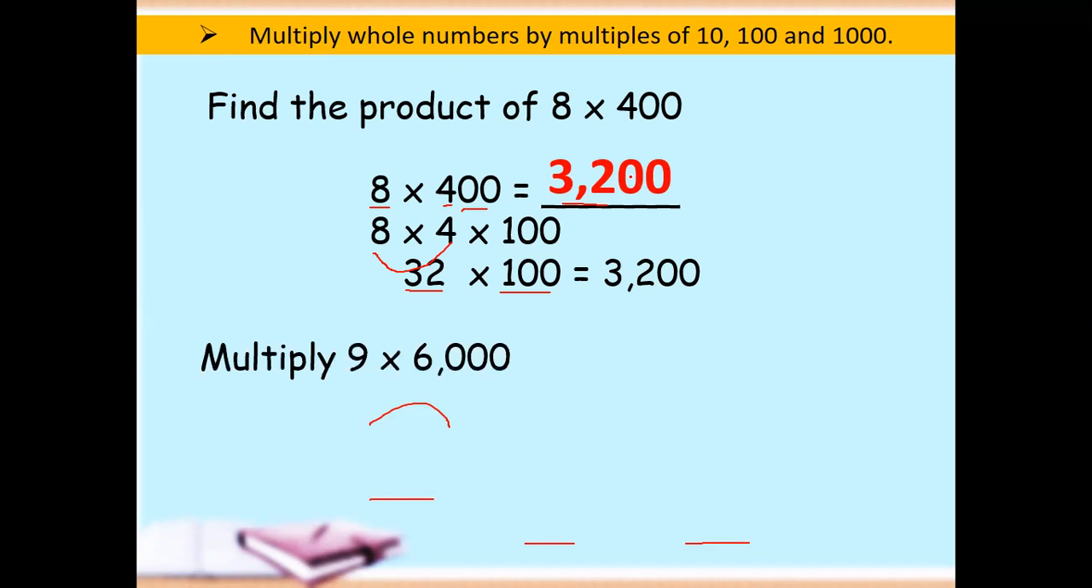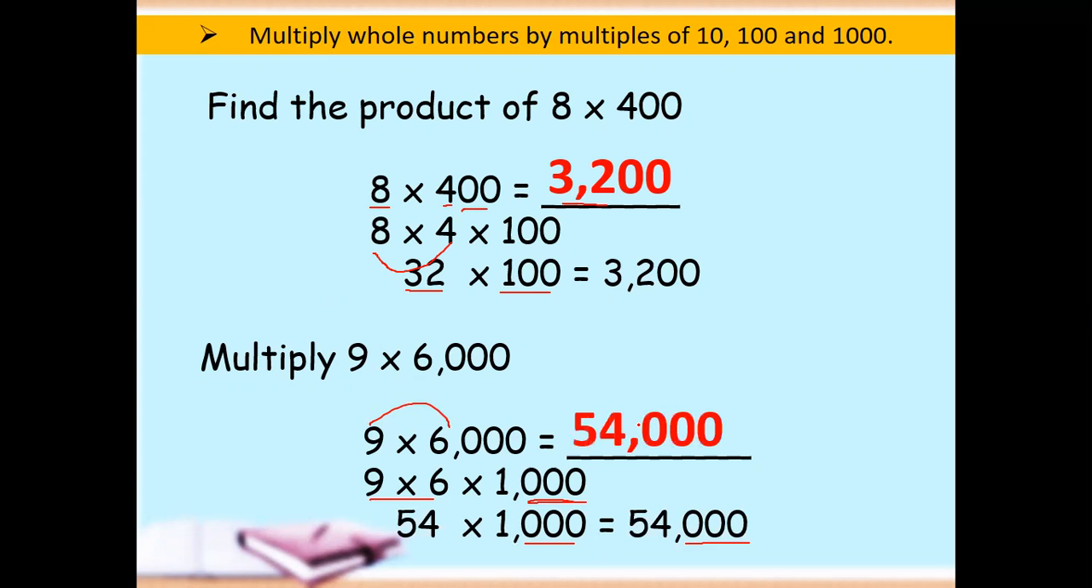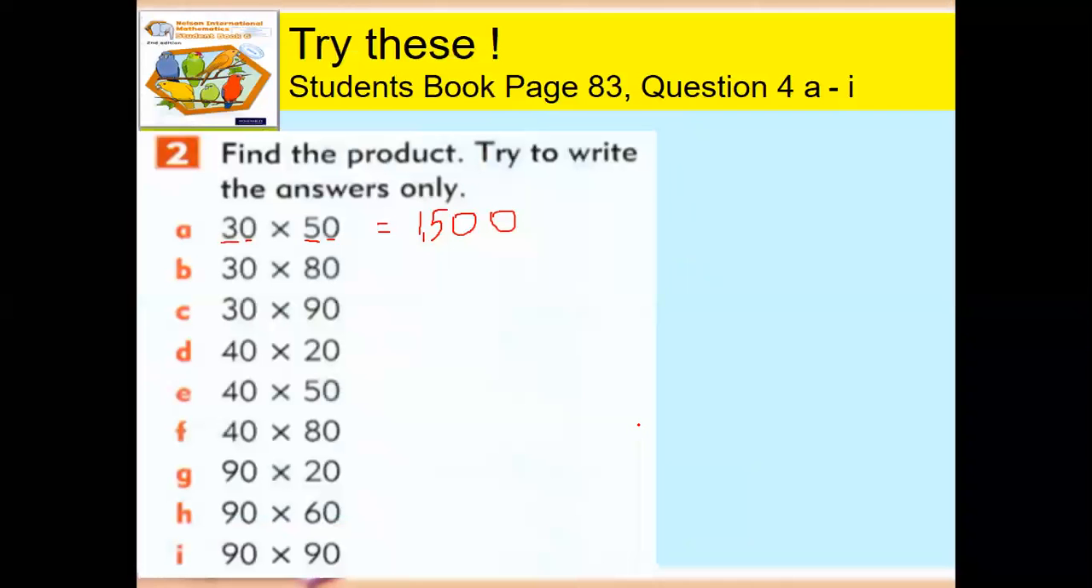Next example, multiply 9 times 6,000. So this will be the same as 9 times 6 times 1,000. So we have 3 zeros. So 9 times 6 is, yes, 54 times 1,000. So 54, and then add 3 zeros. Therefore, our answer will be 54,000. It's easy, isn't it? Let's move to the next question.